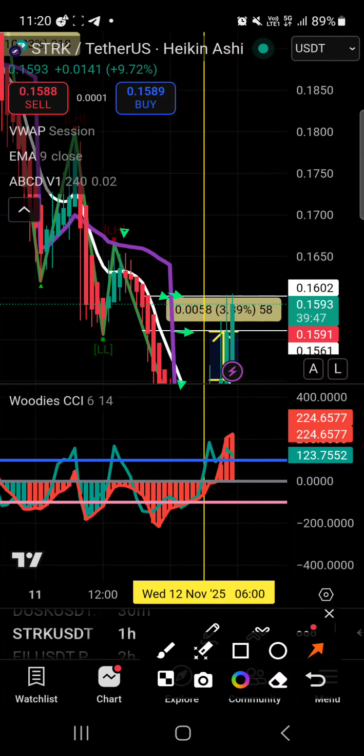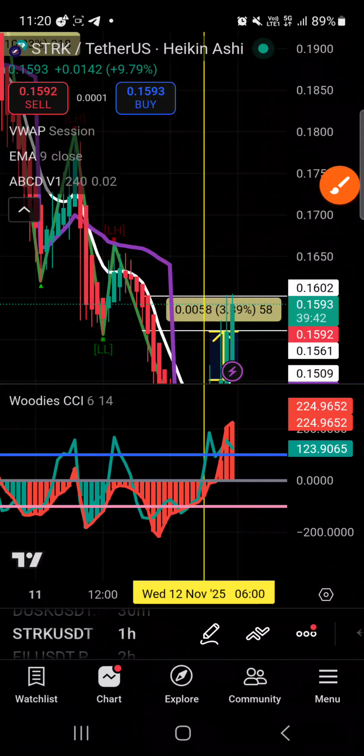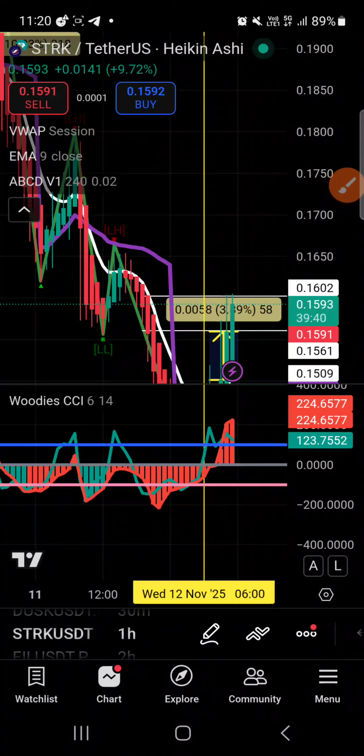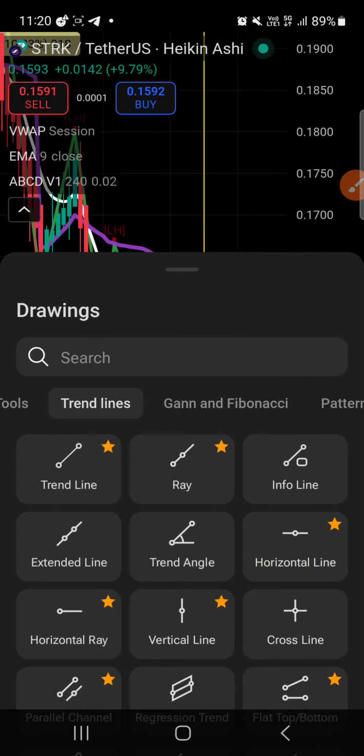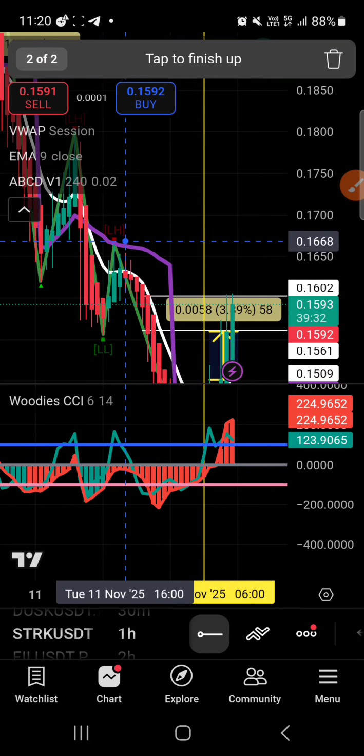That's the reason why I put my resistance line here, because I wanted to take the profit from there to this place, not too much. If you are drawing your line, make sure you don't go for the profit 100%. Take your profit halfway. So let me even put another extra line here, which is the previous higher high.